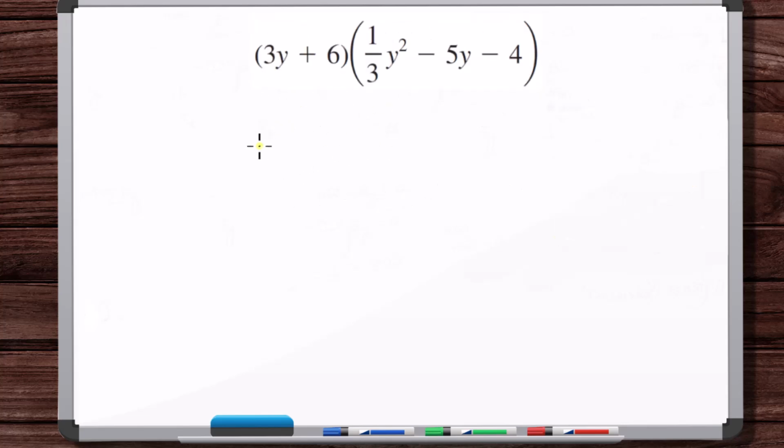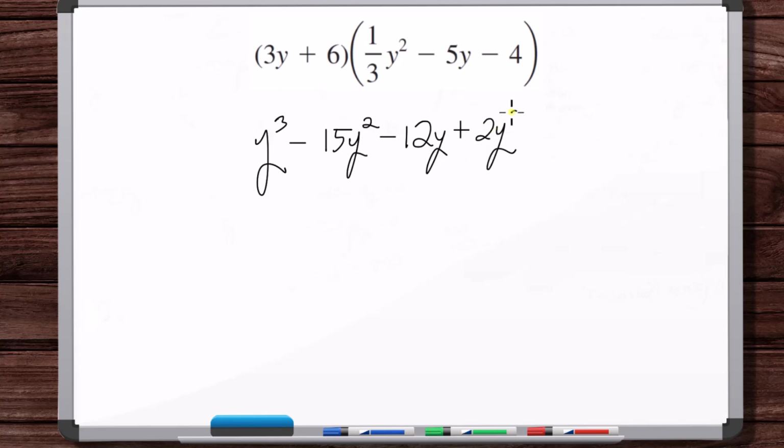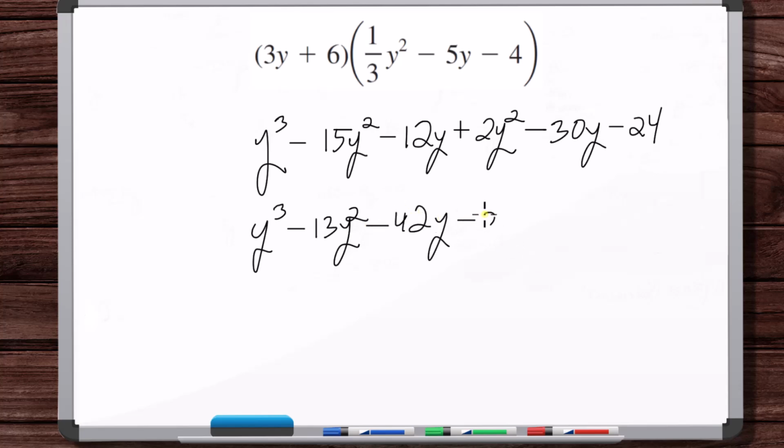Okay, 3y times 1/3 y squared is y cubed. Okay, 3y times 5y is 15y squared. Then minus 12y. Then plus 2y squared. Minus 30y. And then minus 24. Okay, so we've got y cubed minus 15y squared plus 2y squared. Okay, minus 12y minus 30y, and then minus 24. And there we go.